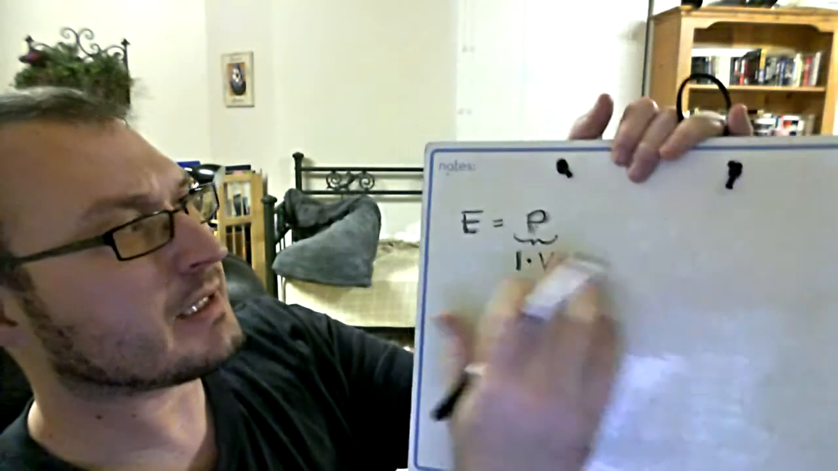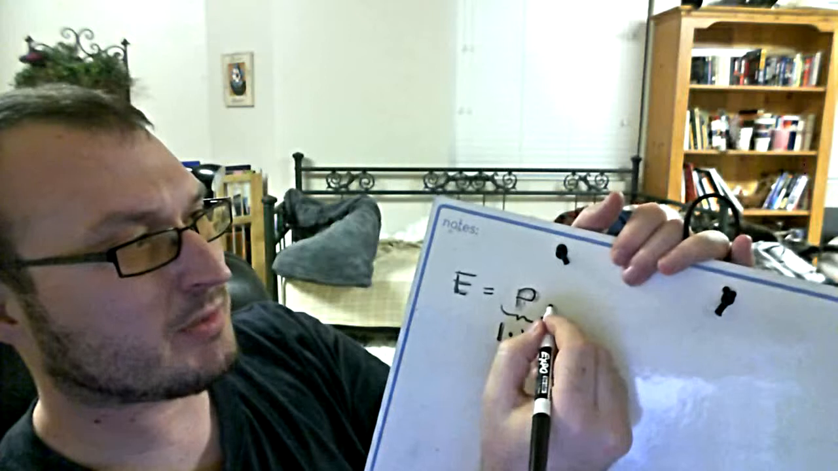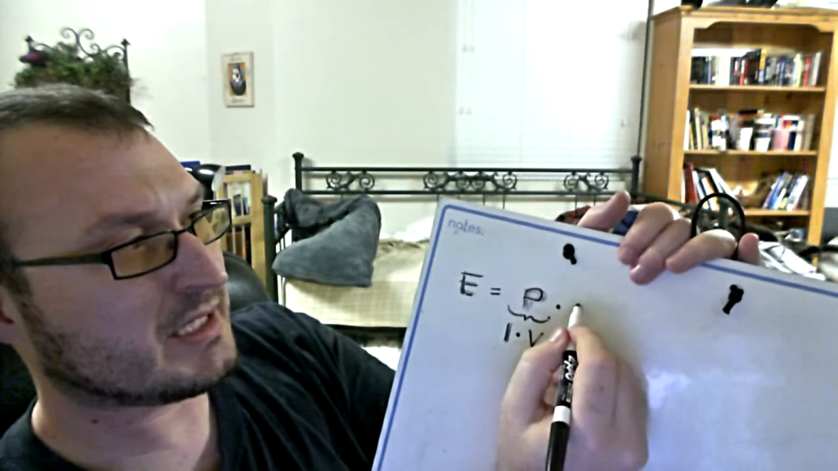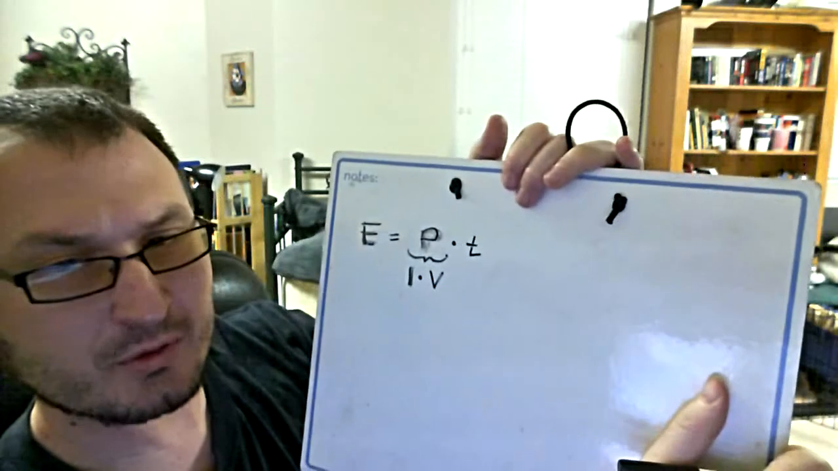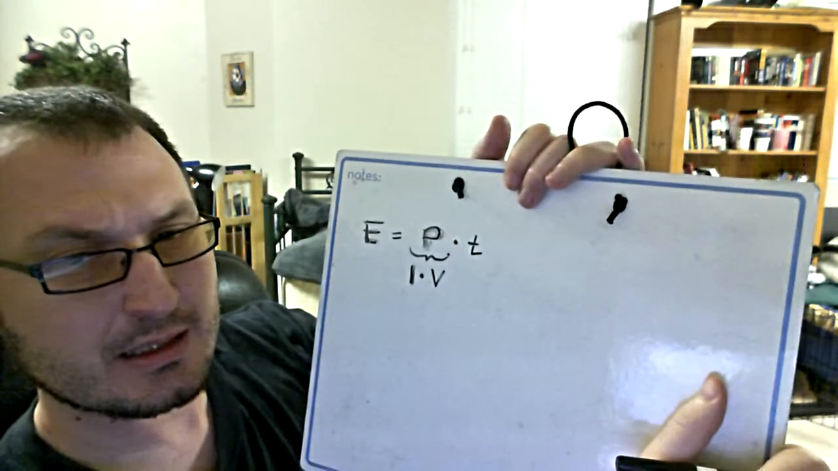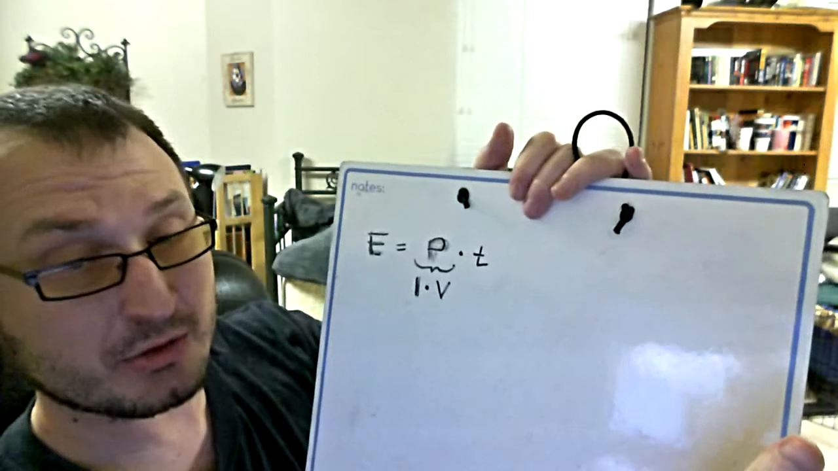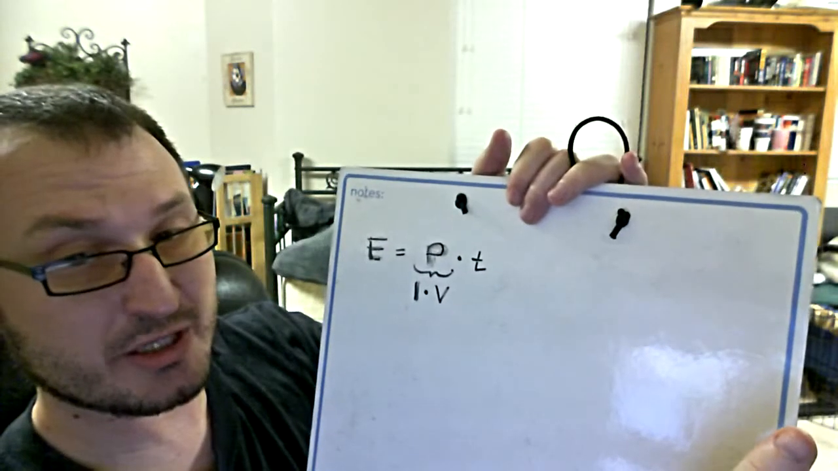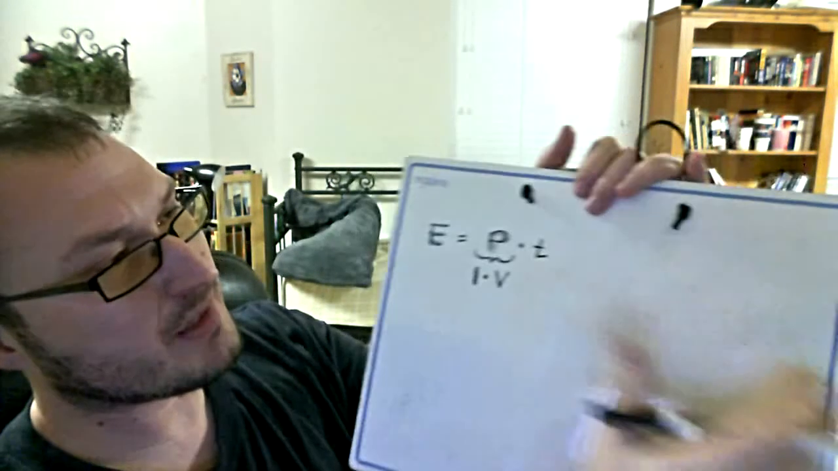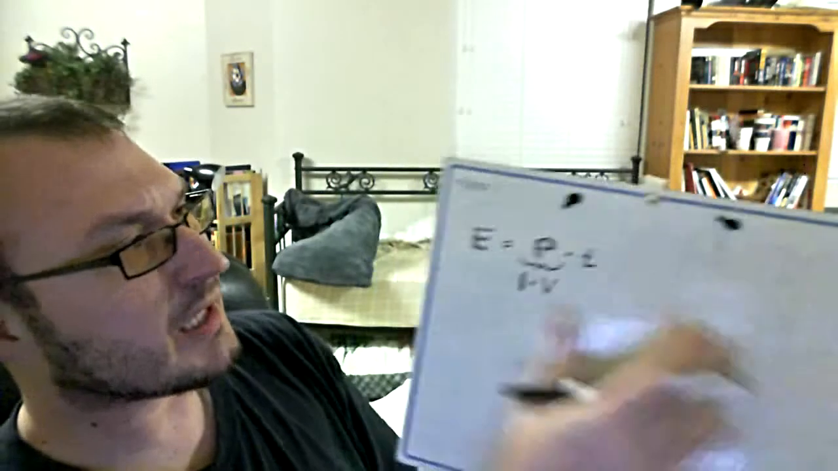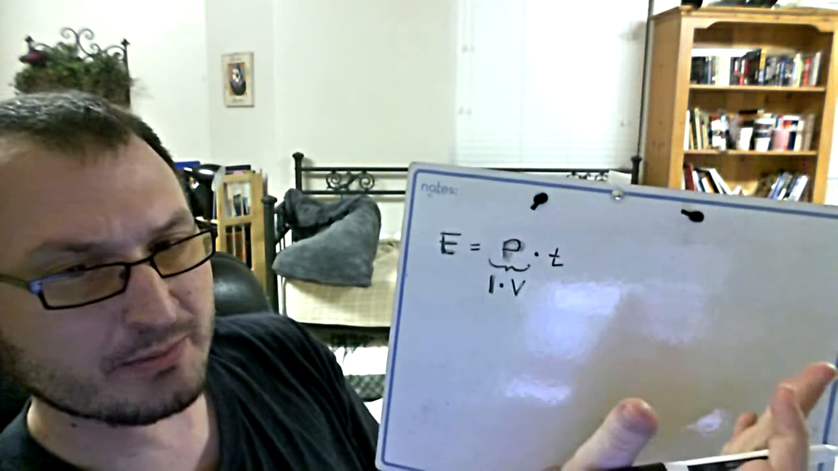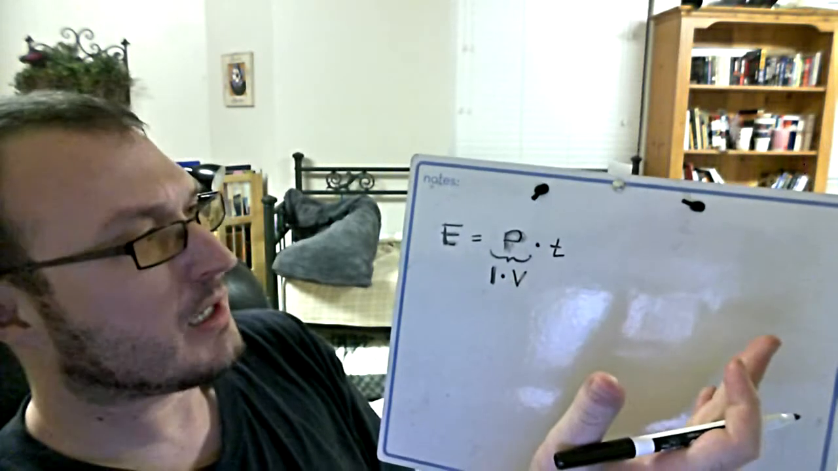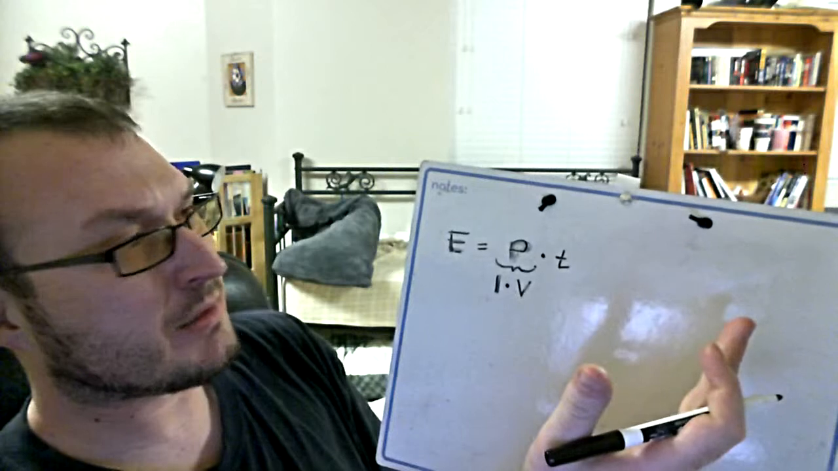But that's not the energy, is it? I'd have to multiply the power times the time that current and voltage is delivering that power to the system to get my total energy. So this would be my energy. Now, this is electrical energy that is being generated over some arbitrary amount of time, and it's converted into mechanical energy.